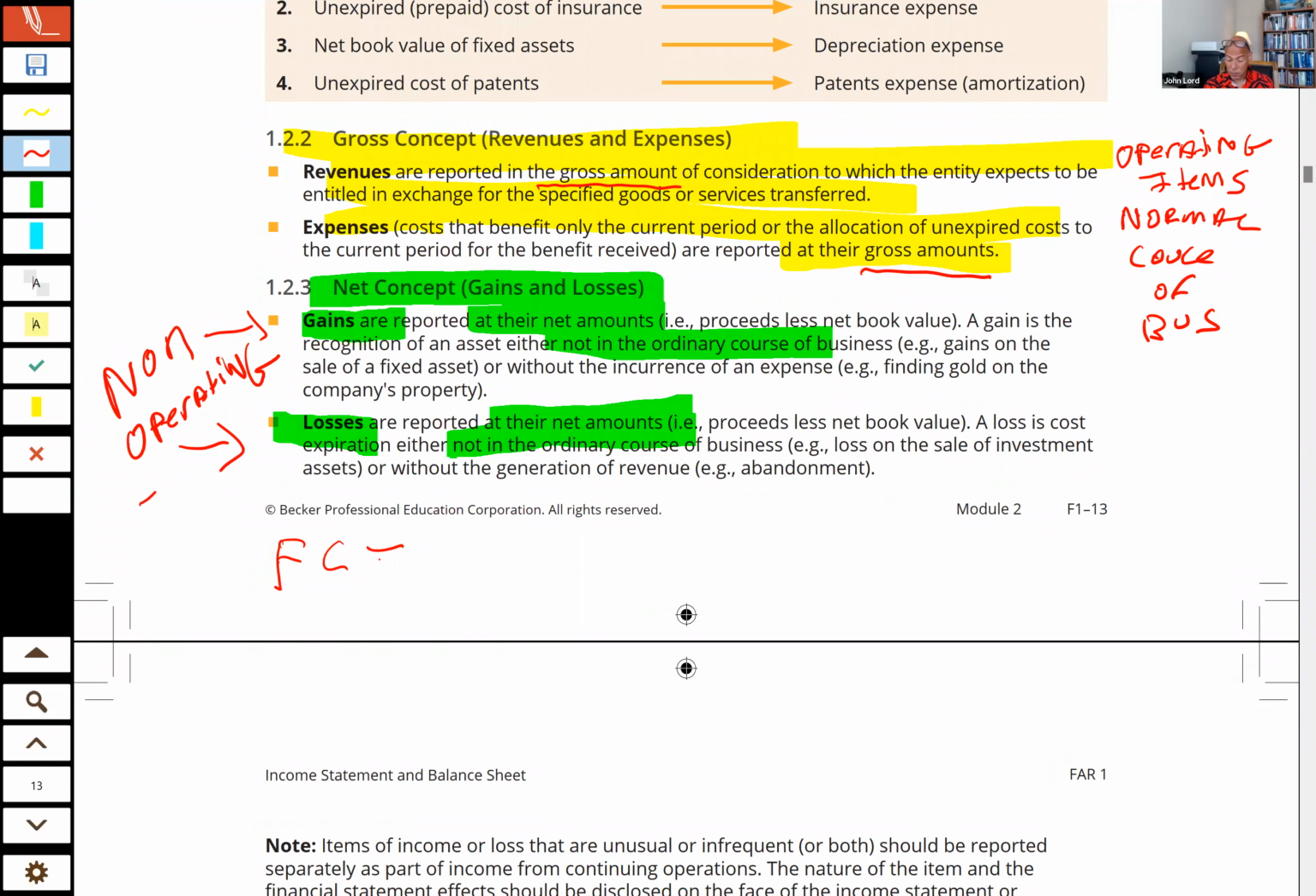Gains and losses, the contrast, gains and losses are non-operating items, not in the normal course of business, and reported net. Gains and losses are non-operating items, not ordinary course of business, and reported net.